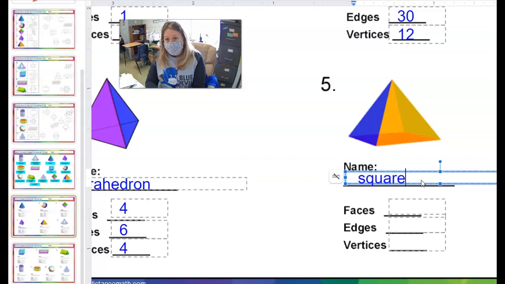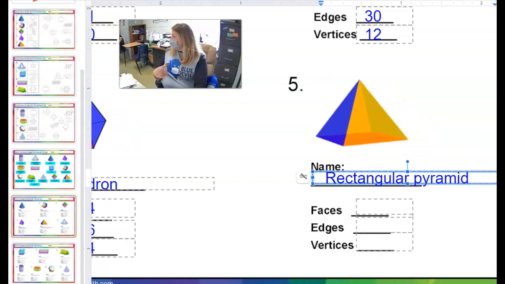This one doesn't look like a square to me. It looks like a rectangle. Rectangular pyramid. And if it happens to be a square, that's fine, because a square is a rectangle.